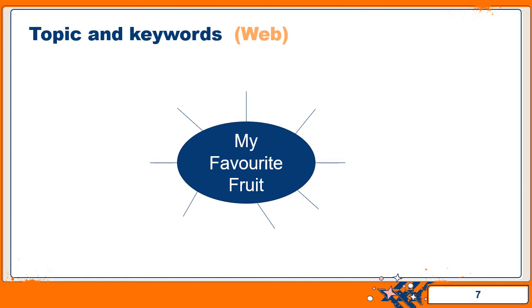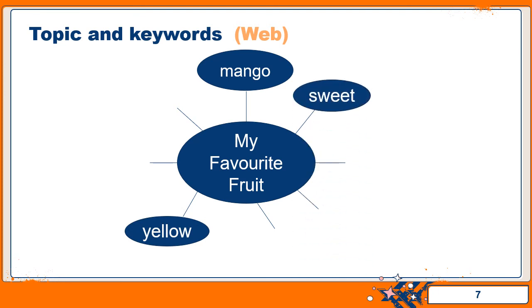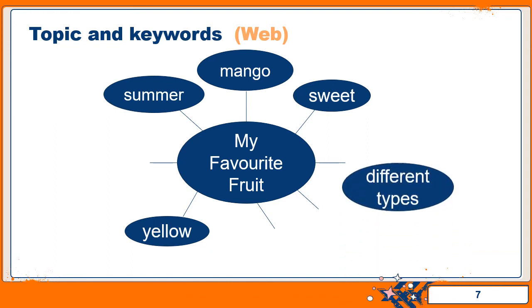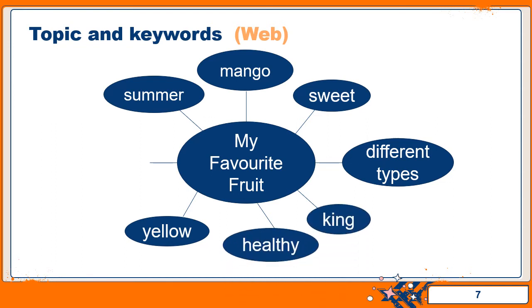For example, think about your favorite fruit. It may be a mango, it may be a watermelon, or any other. Here we are going to discuss about mango. Now, you may think about its taste, its color, like this is yellow, this is sweet. Now, what next? Summer, that means it comes in summer season. After that, you can think that mangoes are of different types. It is also called the king of the fruits. It is a healthy food. We can also make shake with it and it is favorite of many kids.